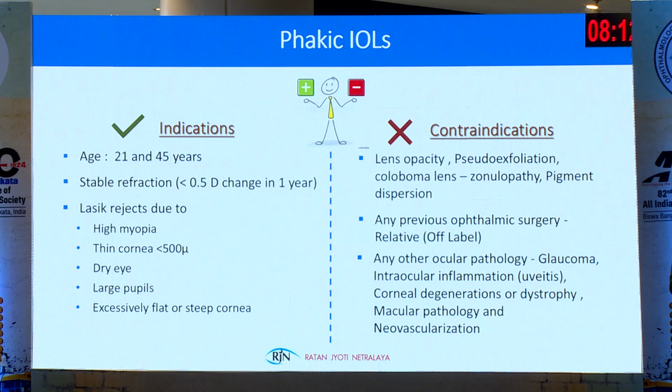Coming to the phakic lenses, the indications have very well been detailed by Dr. Bhupesh. It is like any other refractive procedure case. It is for 18 years and above when the patient's refraction is stable. But phakic IOL, we generally do it for the LASIK rejects, although we can do it for the low myopes preferentially. That is the choice of the surgeon or the patient if you explain to them. And LASIK rejects are the cases with high myopia, when the cornea is thin, less than a 500 micron thickness, when there is a dry eye, large pupil size, excessively flat or steep cornea.